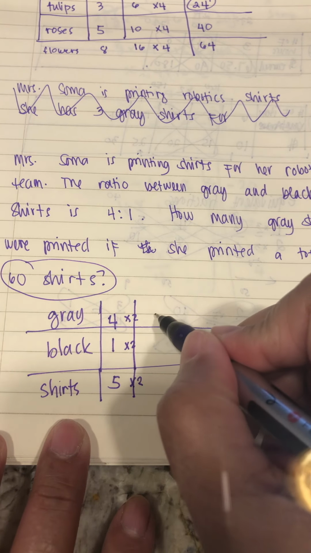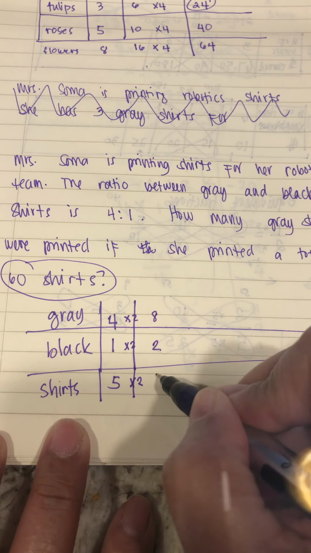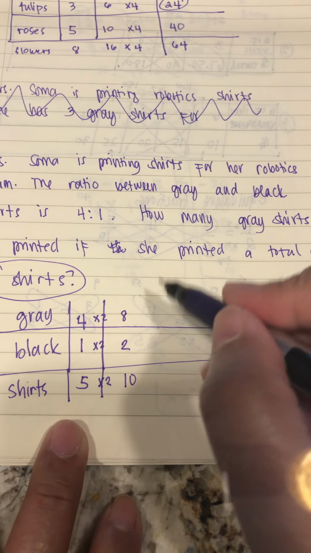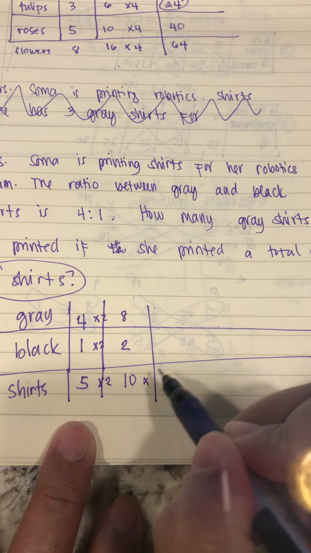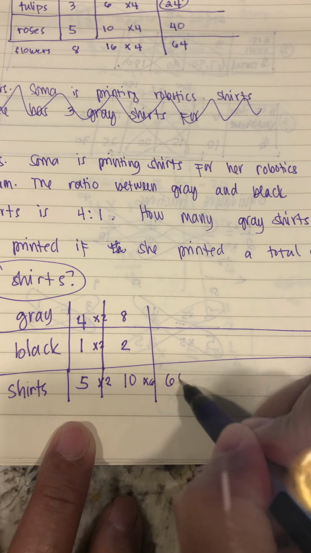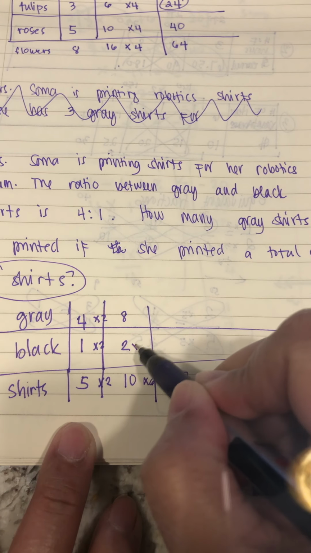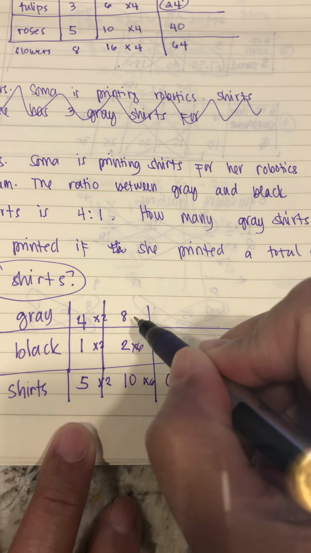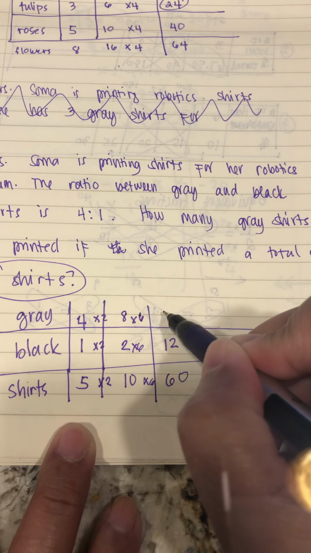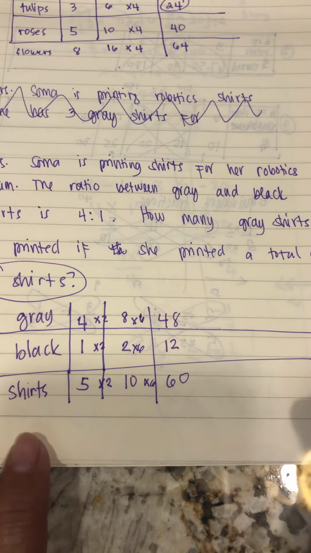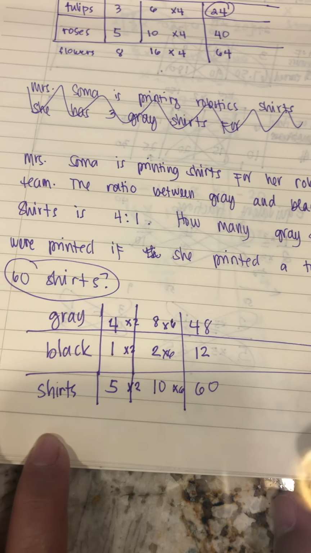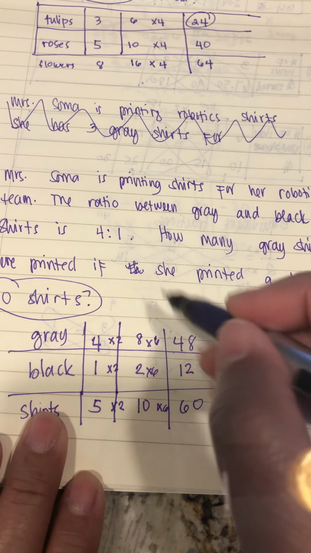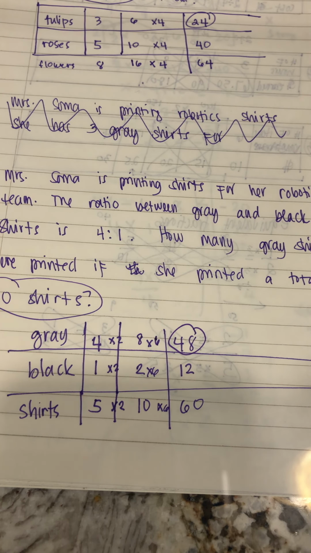Now this is 8. This is 2. This is 10. Now I can easily get to 60 shirts by multiplying this by 6. So now I have 60 shirts. Times 6, I have 12 black. Times 6, I have 48 gray shirts. So to answer the question, how many gray shirts if there are 60 shirts in all? The answer is 48 gray shirts if there are 60 shirts altogether.